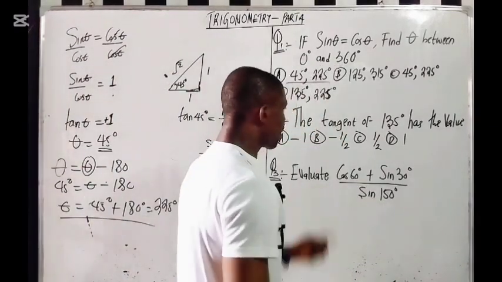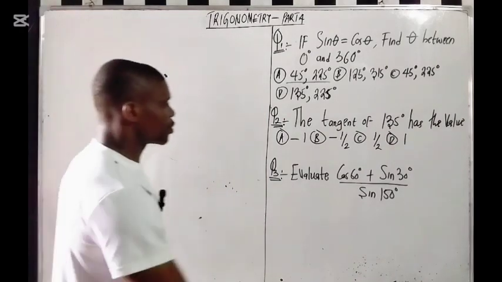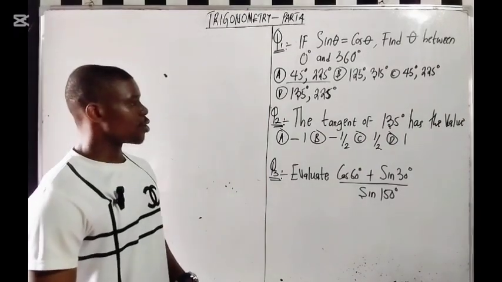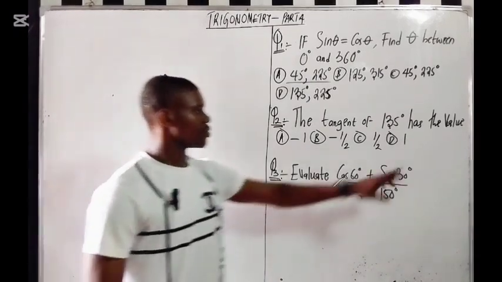So let's look at the second one here. Let's take on question 2. Question 2: the tangent of 135 degrees has value.